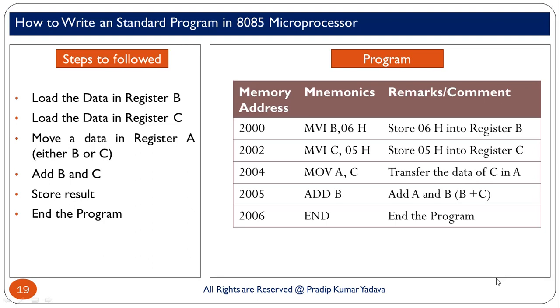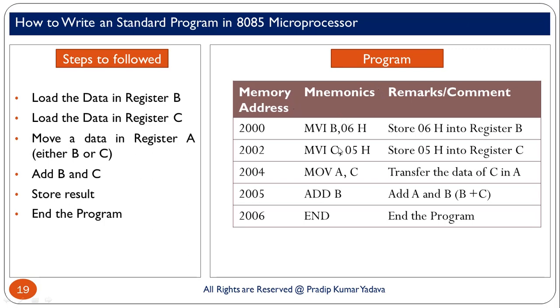In theory classes I will explain the classification of instructions, where instructions are also divided on the basis of length: 1 byte instruction, 2 byte instruction, 3 byte instruction. In this program I am only telling some easy logic to understand. A 1 byte instruction only works with registers. Here you can see MOV A comma C, ADD B and END, because they work within the registers. So these are called 1 byte instructions. To store this type of instruction we need only one memory location.